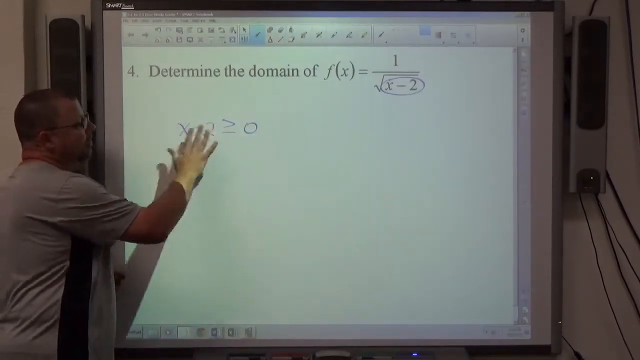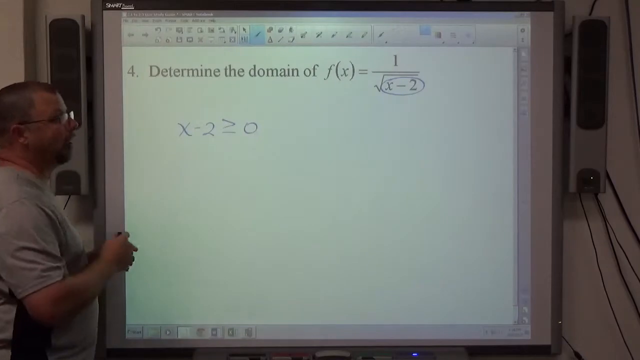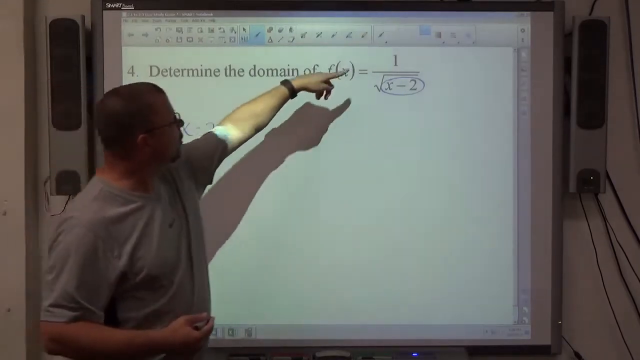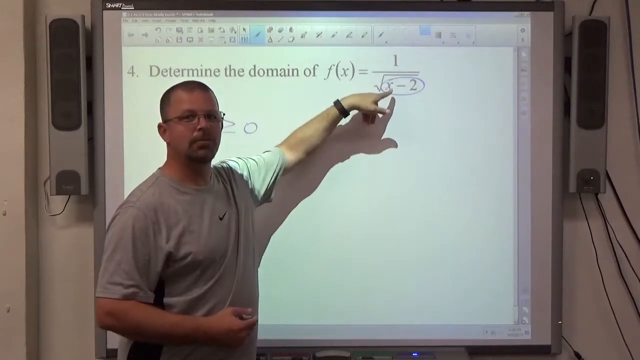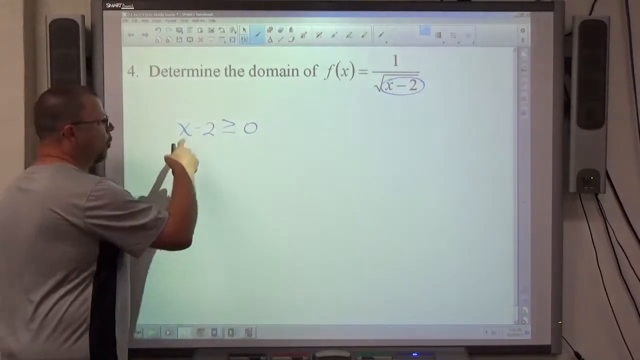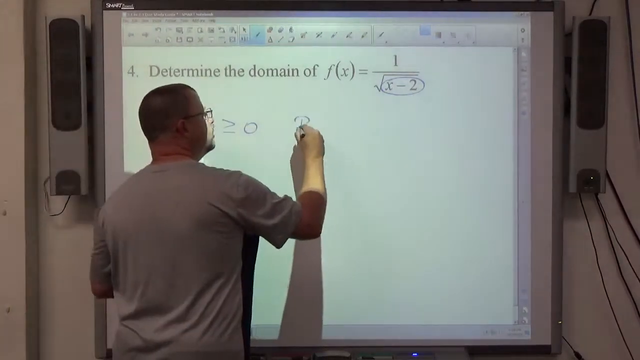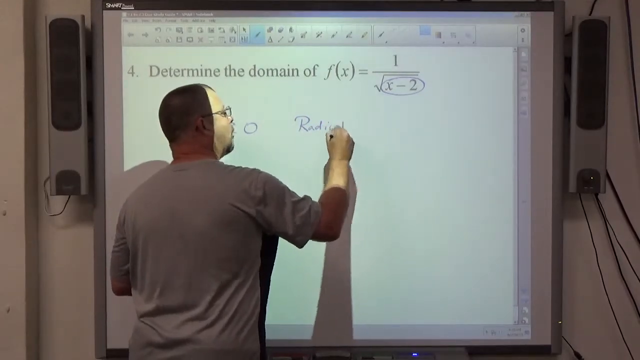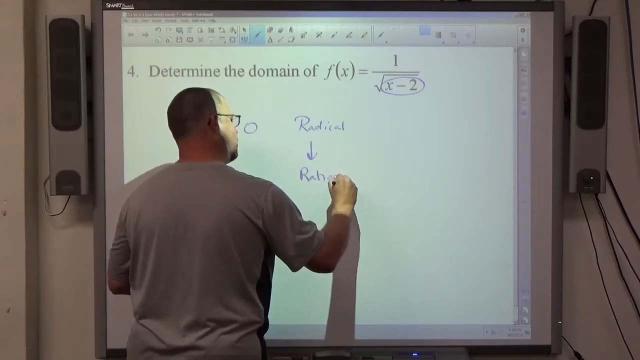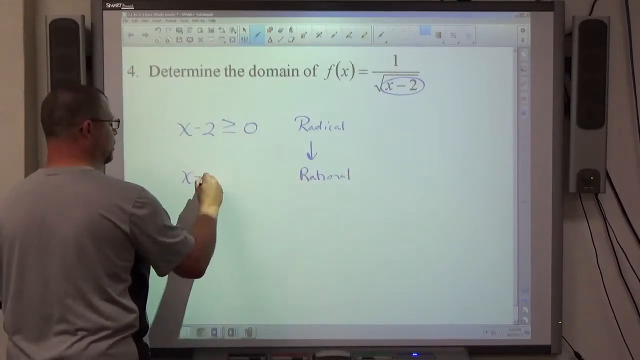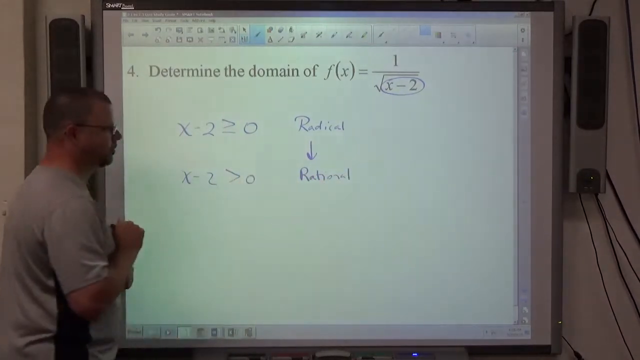So, once I've established that for the radical, now looking at the rational part of it, we're dividing by this. And as I've already said, the square root of 0 equals 0. Division by 0 is no good. So, where this is the radical rule, do that one first. Moving on to the rational rule, gets me to x minus 2 must only be greater than 0.